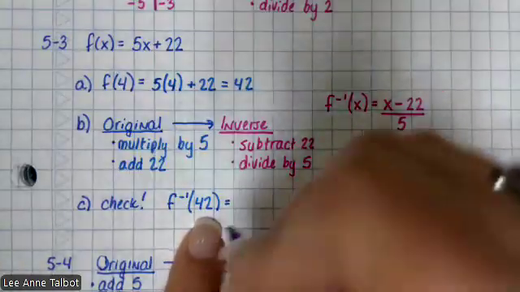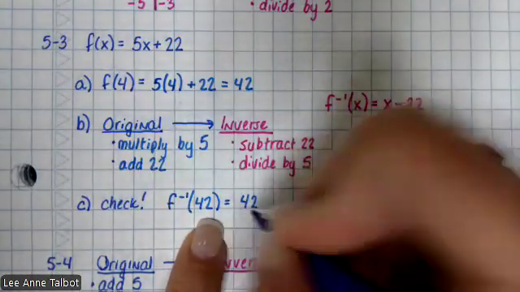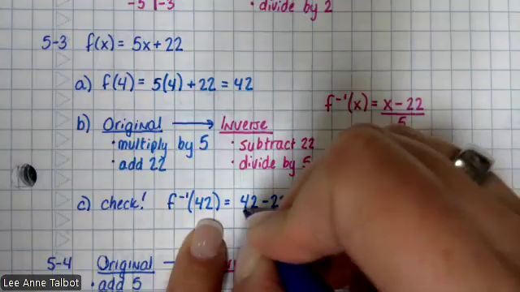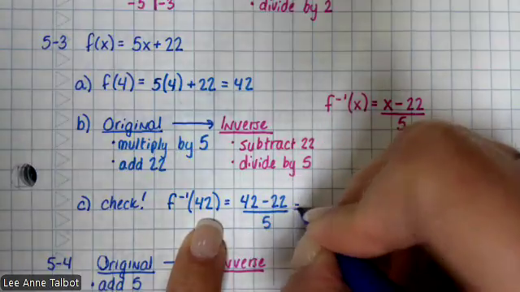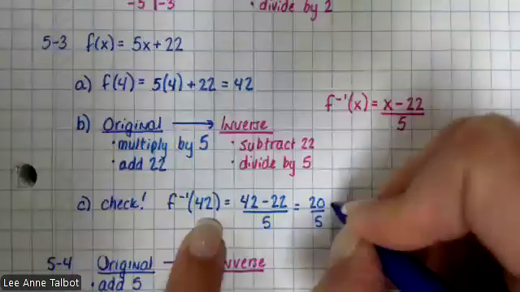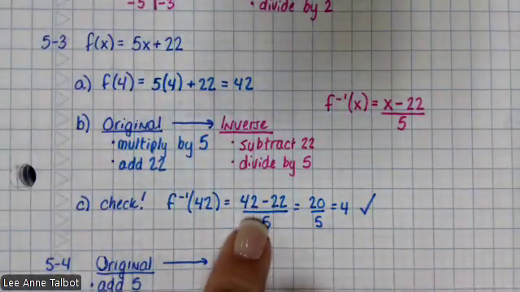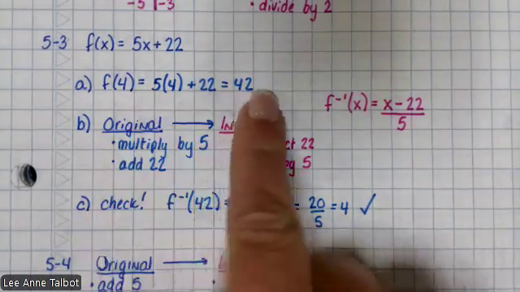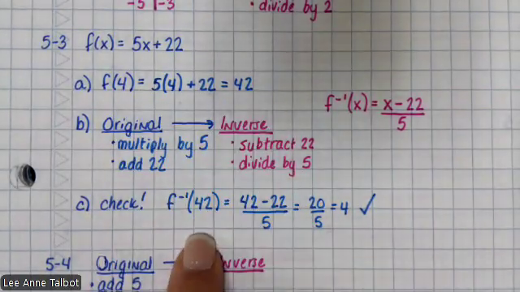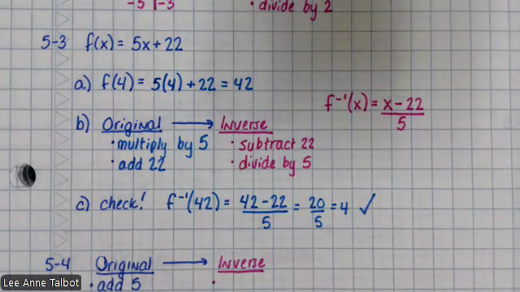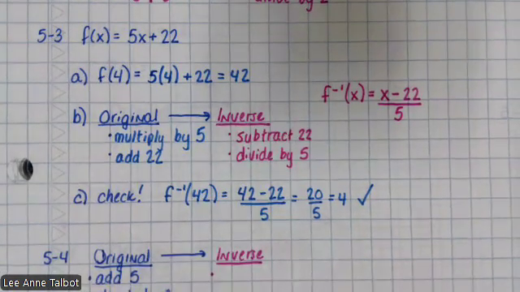Okay, so F inverse of 42 is 42 minus 22 over 5, which is 20 over 5, which is 4. So that means that our inverse is correct. We go full circle. 4 to 42, and then 42 back to 4. Pure excitement, I know.